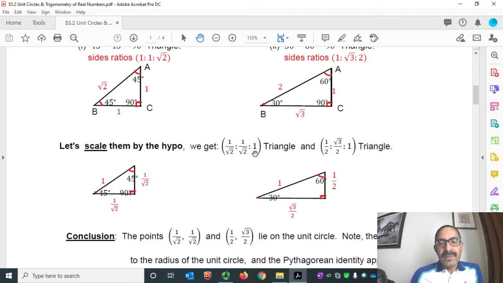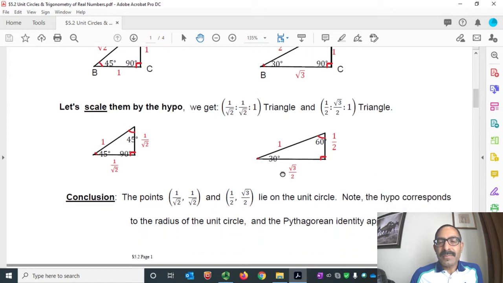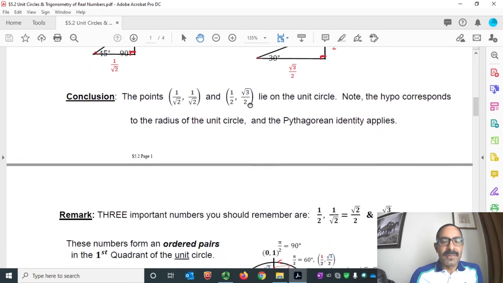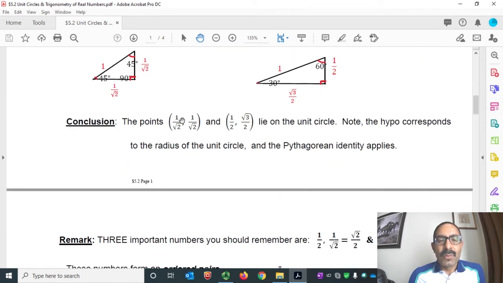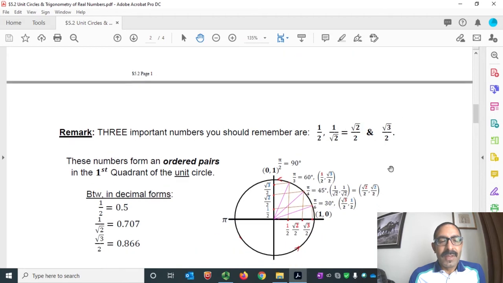Now the hypotenuse corresponds to the unit circle's radius. So let's make up a point out of the first two numbers. That means the point (1 over radical 2, 1 over radical 2) and another point (1 over 2, radical 3 over 2). Those points lie on the unit circle. Awesome. So, a remark: three important numbers you should remember are the numbers we discussed here: 1 over radical 2, 1 over 2 and radical 3 over 2. These numbers form ordered pairs in the first quadrant of the unit circle.